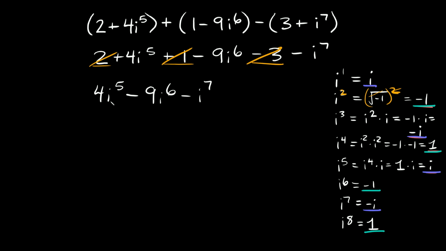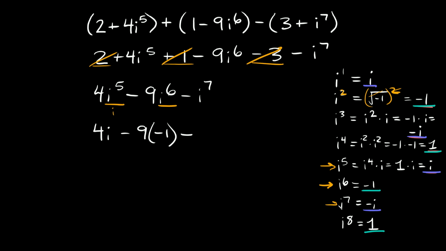So again, i to the fifth is this one right here, so it's equal to just i, right? So we're going to replace this with just an i. So here we're going to have 4i minus 9 times i to the sixth. What's i to the sixth? i to the sixth is right here, negative 1. So we're going to plug in the negative 1 for i to the sixth right there, and then minus i to the seventh.